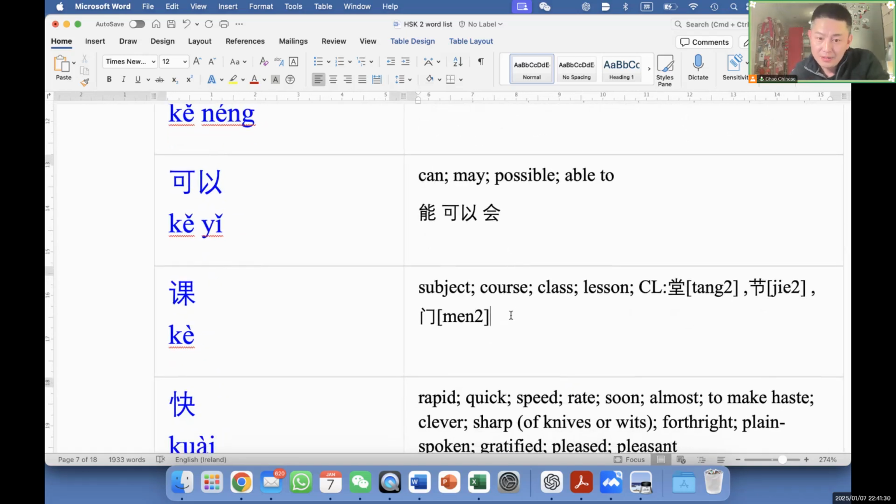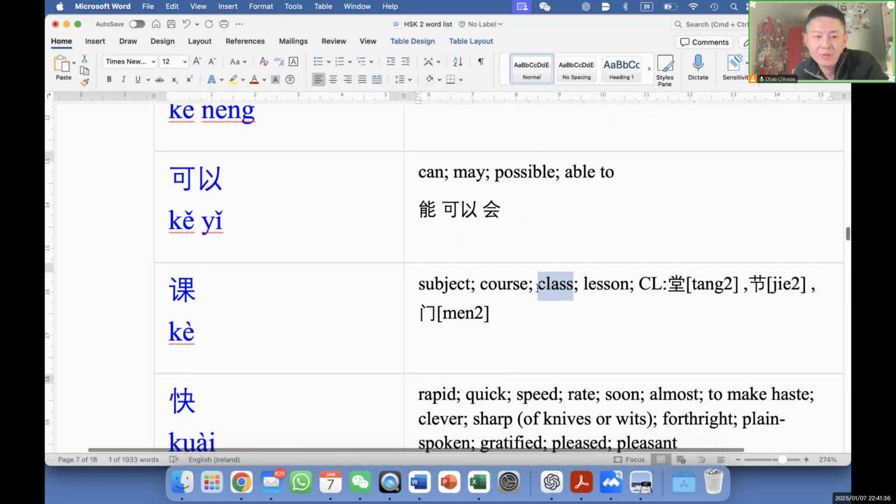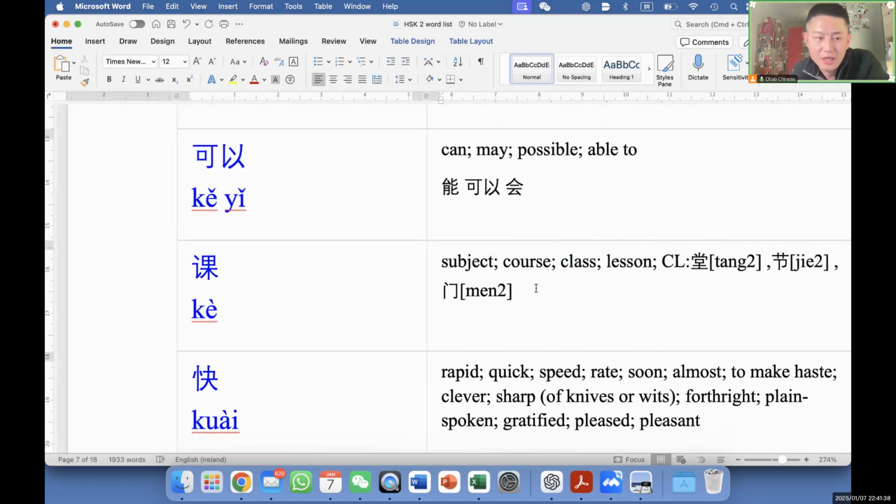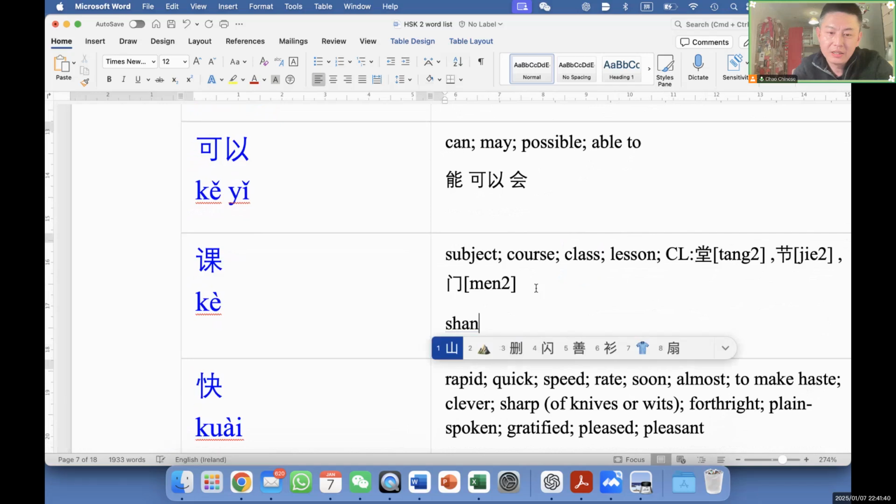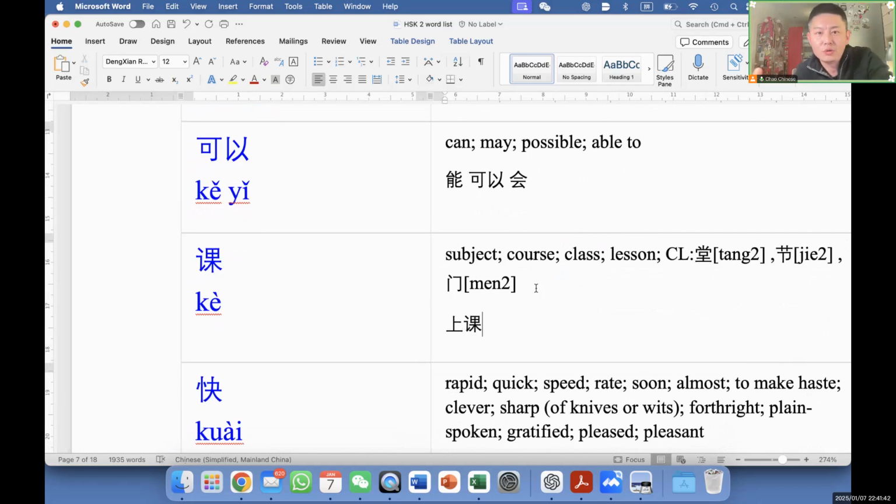课 is a subject or class. Now that's course and class. Yeah, there's a connection there. 汉语课, Chinese class, or 上课, class begins, or go to a class. At the beginning of the class the teacher says 上课, class begins. Then all the students will stand up.